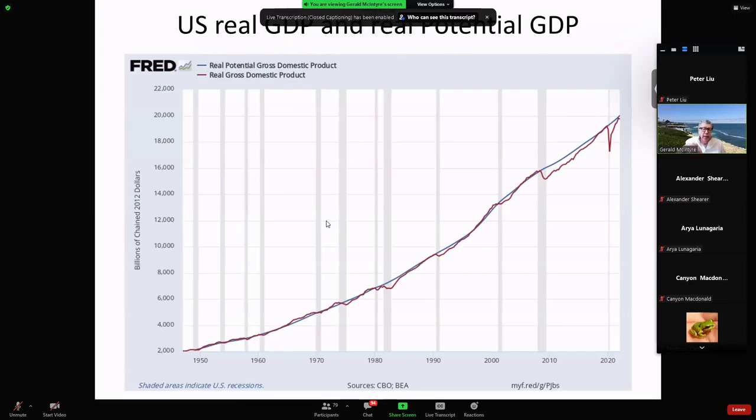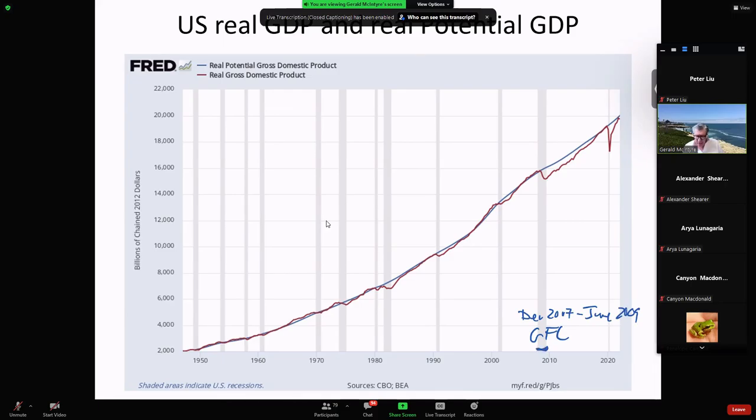And here it is. You can see, here's the global financial crisis. It has a birthday, actually. Its birthday is December 2007 to June of 2009. That's here.